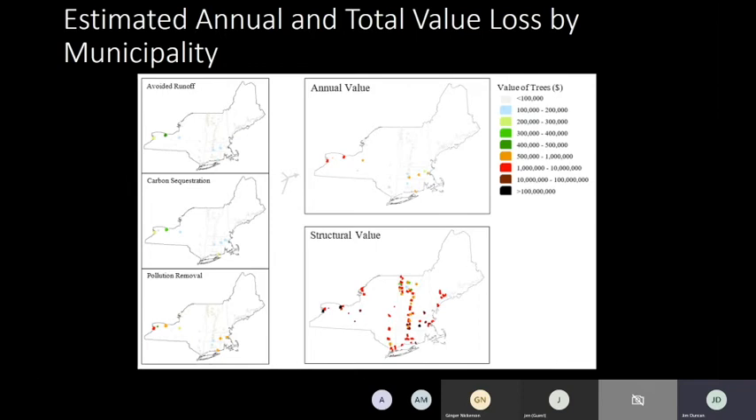Looking at a map just to see how this is distributed, I know it's a little bit hard to see because it's all in the same scale and structural value just outweighs everything else, but you can see hot spots of annual value that we have across the region in central and western New York, southern Massachusetts, and Connecticut. We have several municipalities that are receiving a substantial amount of benefit each year from the urban forests that are at risk based on these invasive species and diseases. In terms of structural value, some heavily clustering in probably larger urban areas shown in southern New Hampshire and central Massachusetts and western New York, but still seeing some substantial cost risk across the entire region.